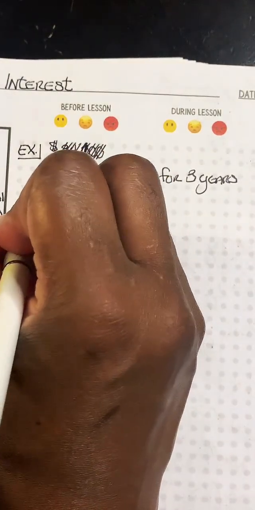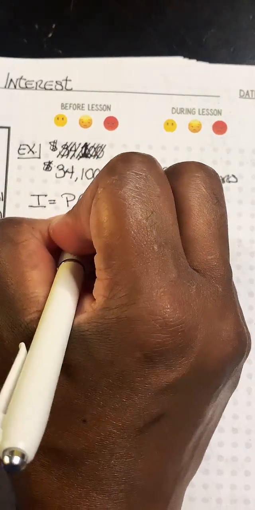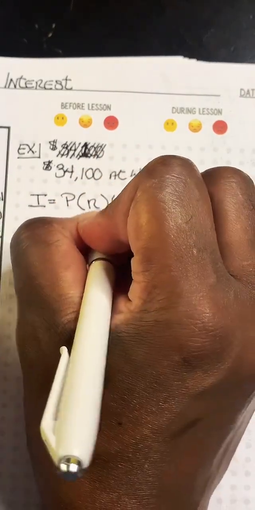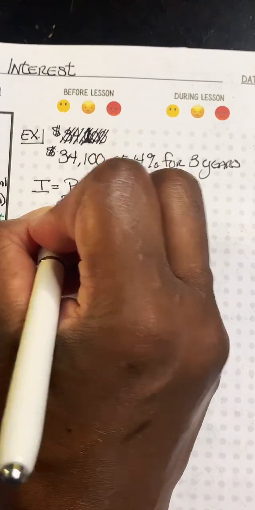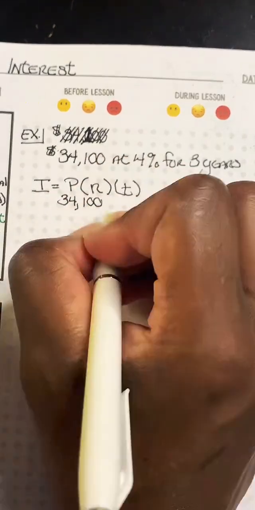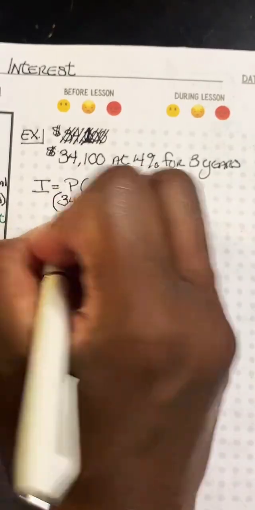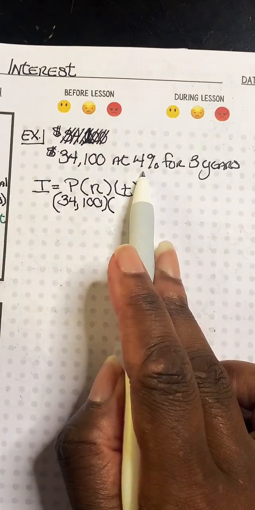So for simple interest, you're going to have your principal times your rate times your time. The principal is what we start off with, so that's the 34,100. You're going to multiply by that rate. Now, the rate is 4%.